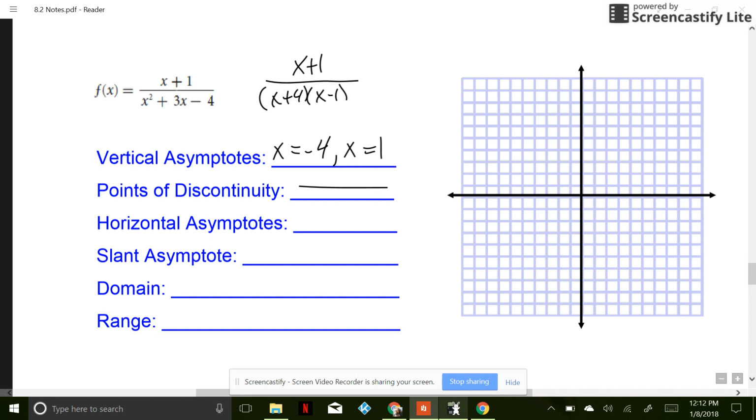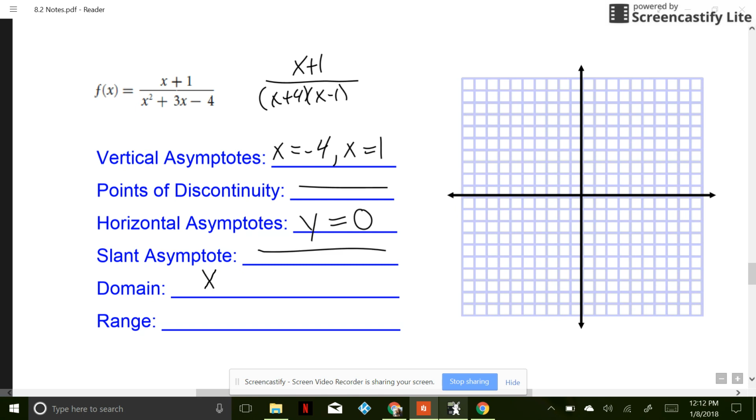So this is going to look a little different than we've seen already, just because there are 2 vertical asymptotes. Horizontal asymptotes is based off of the powers, or the degree. Degree of the numerator is 1, degree of the denominator is 2. So in that case, the degree of the bottom is greater than the degree of the top. We're going to have a horizontal asymptote at y equals 0. Because we have a horizontal, we will not have a slant.